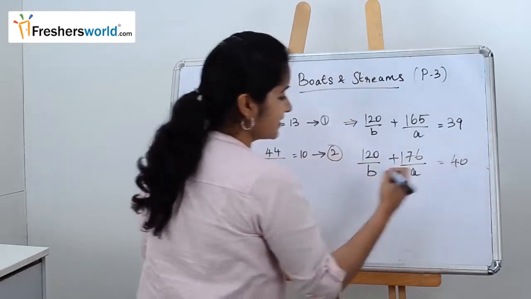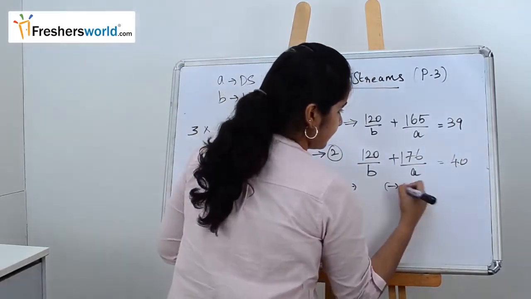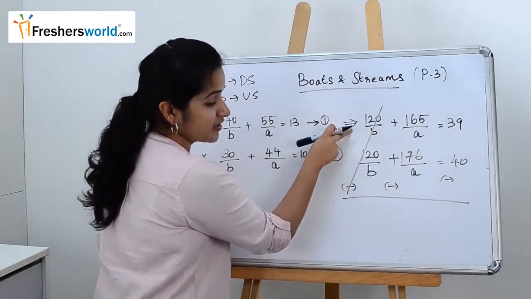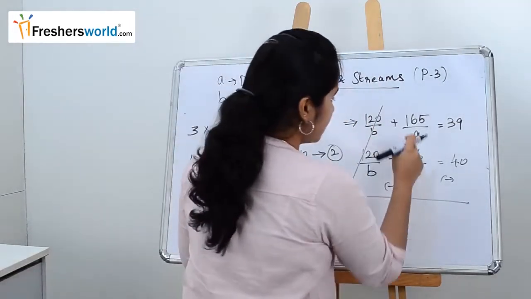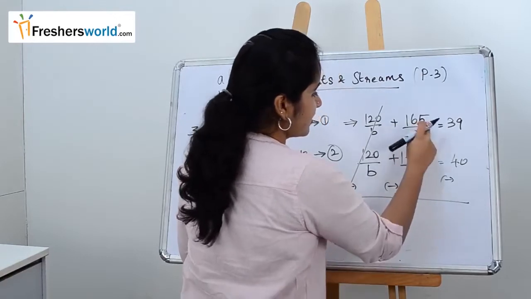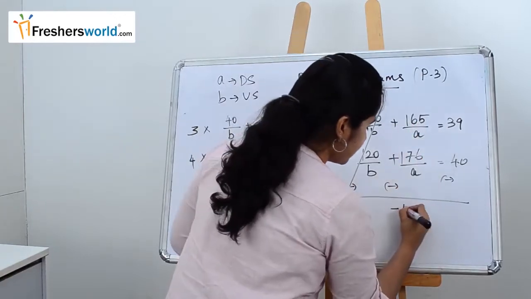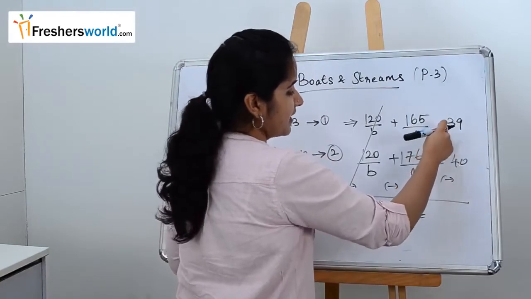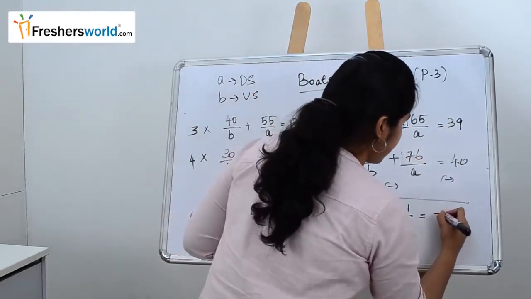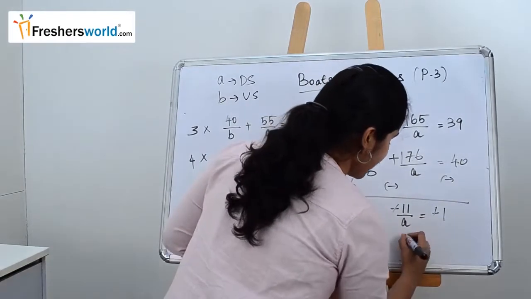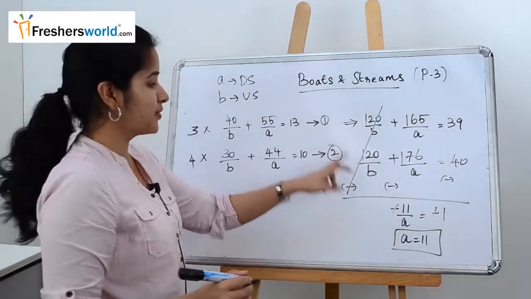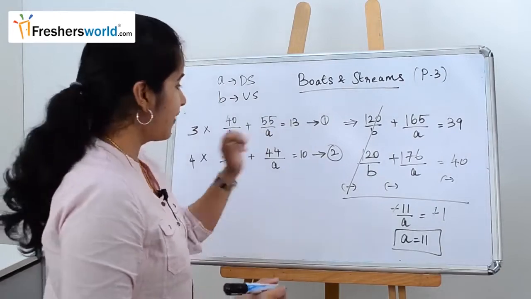So now let's cancel. These two get cancelled because one is plus and the other is minus. So this becomes 176 minus 165, which is 11 by a, and minus 40 plus 39 is minus 1. So minus minus cancel, and a is equal to 11. So now we know the value of a. You can substitute it in either of the equations and find the value of b.